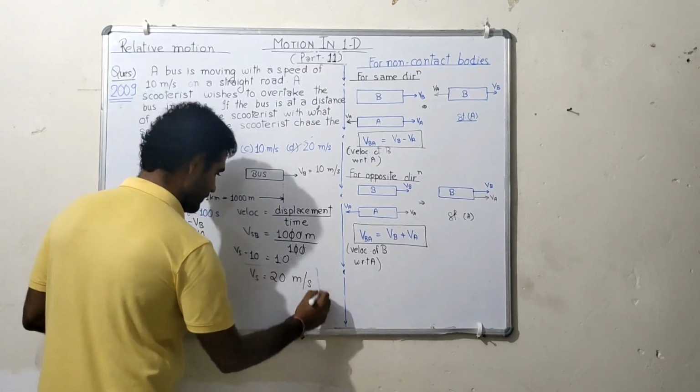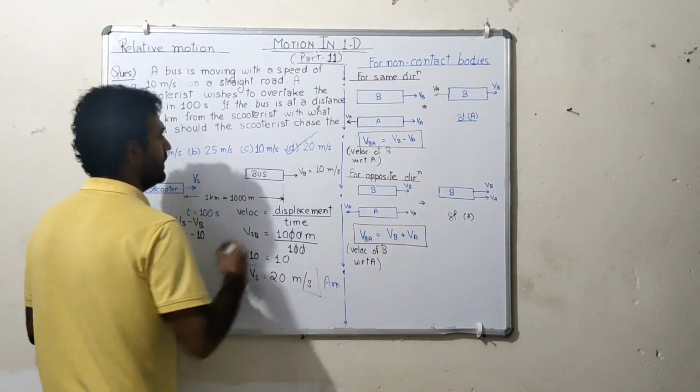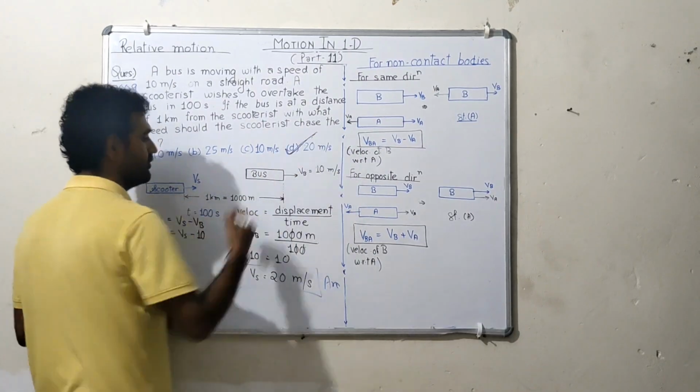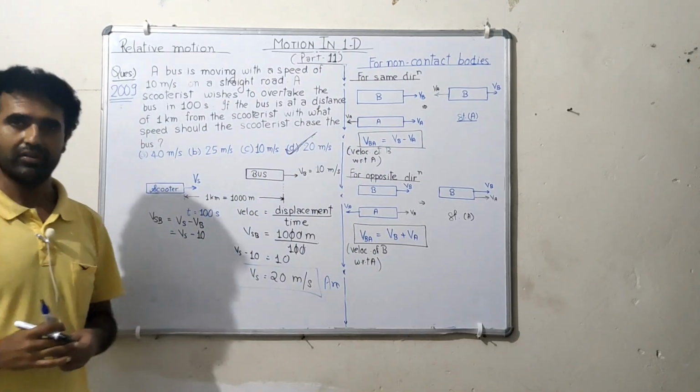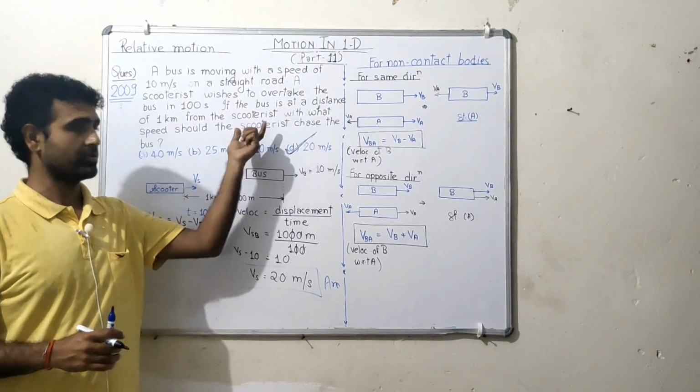So this is the velocity, this is the answer. So the answer goes with option D. D is the final answer. I hope the concept is clear and we can relate the concept with the question.